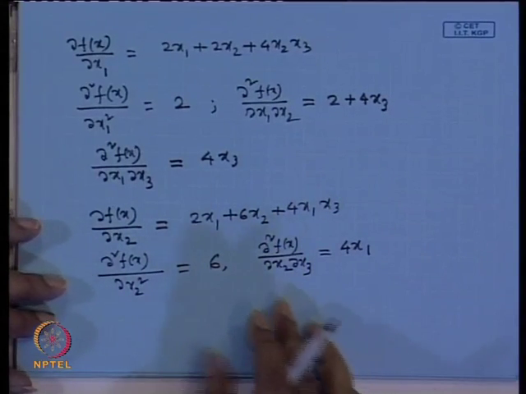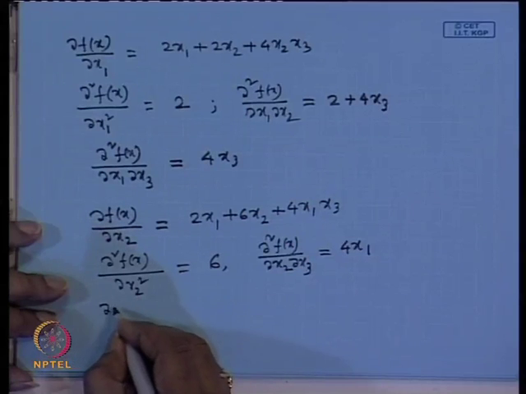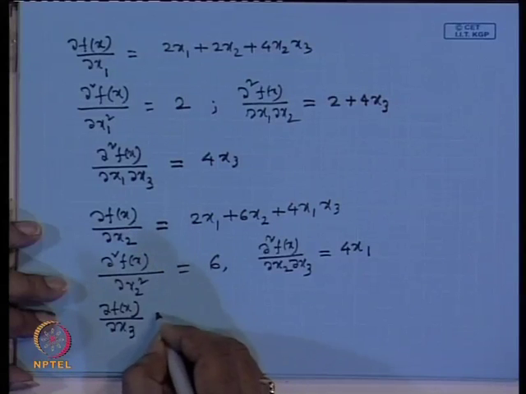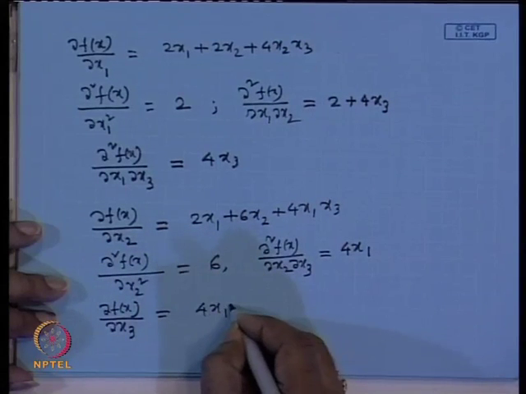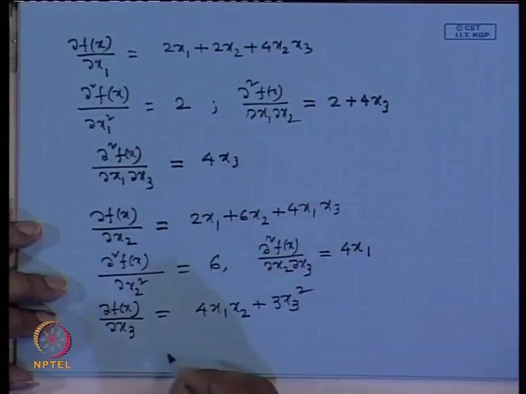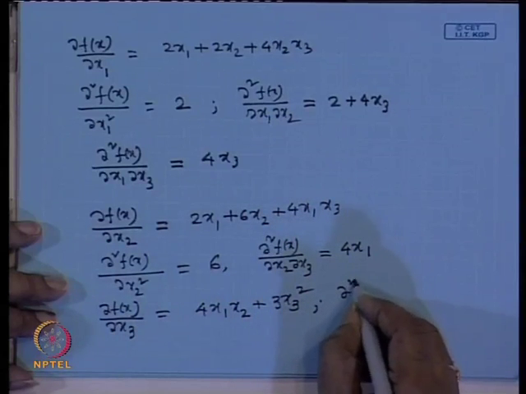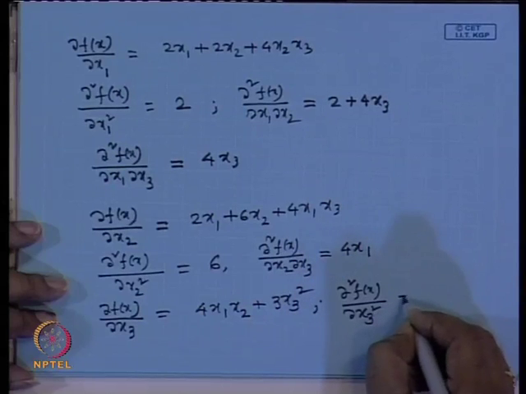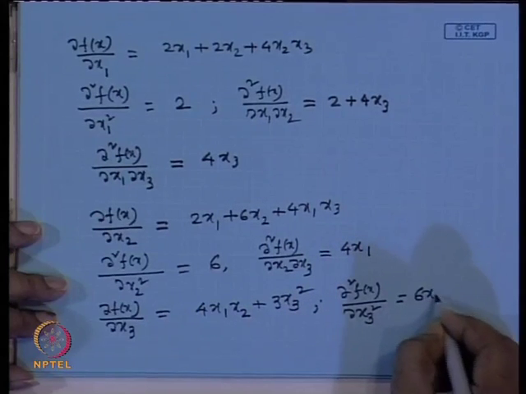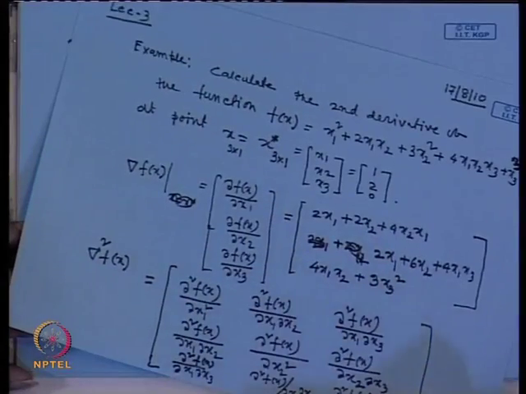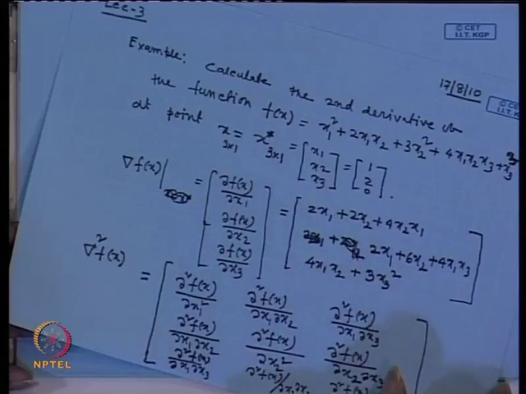So, only left is now differentiation of del f of x with respect to x 3. We know this expression is 4 x 1 into x 2 plus 3 x 3 square. So, now you differentiate once again this one with respect to x 3. So, this will be del square f of x, del x 3 square, equal to 6 x 3. So, put these values in that matrix and find out this matrix value.